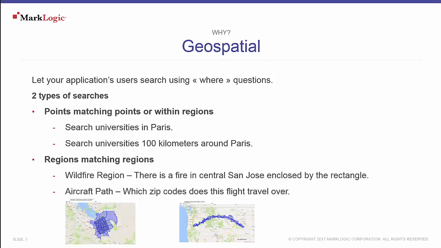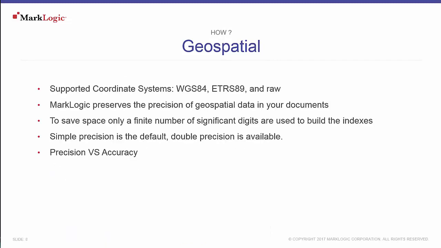Two, you can search for regions against each other. For example, find information about regions that overlap a fire zone polygon, or find information regarding regions that intersect an aircraft path line string. To achieve this type of searches, MarkLogic supports several geospatial coordinate systems.